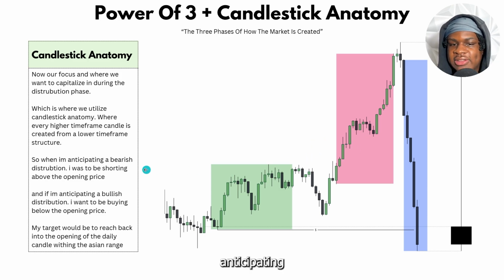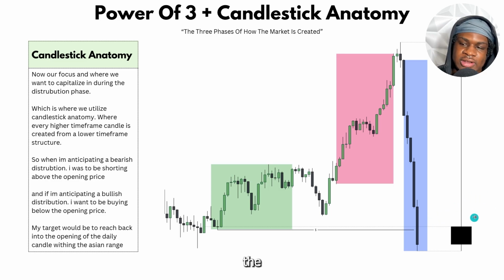So when I'm anticipating a bearish distribution, I want to be shorting above the opening price. As price is above this opening price, I want to be selling in that manipulation phase. And if I was buying, I want to be buying below the opening price during that manipulation phase. And my target would be reaching back into the opening price of this daily candlestick.